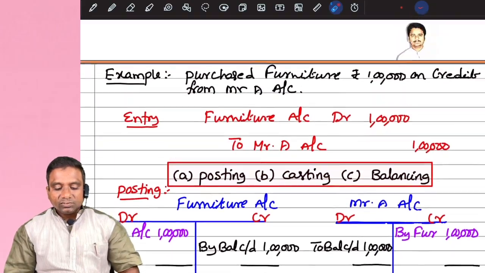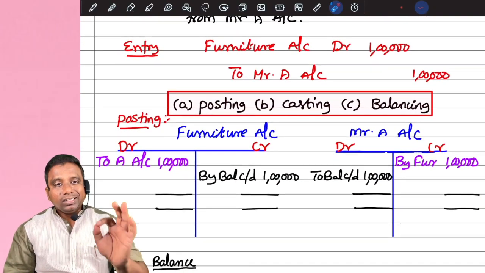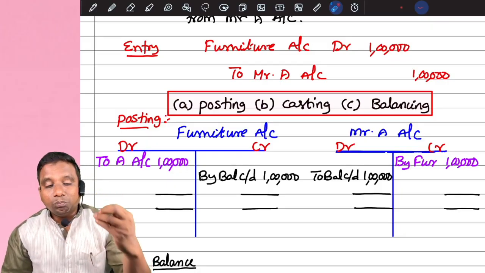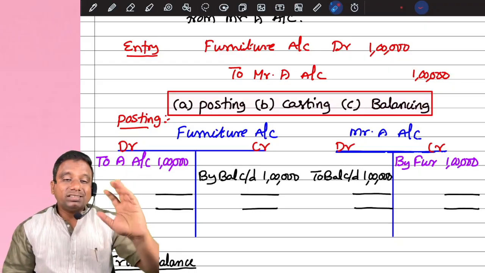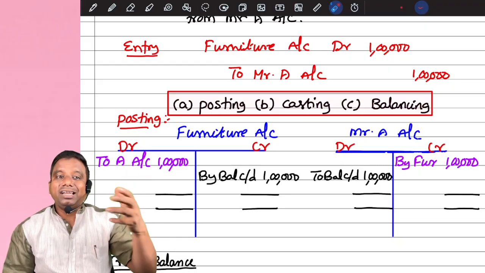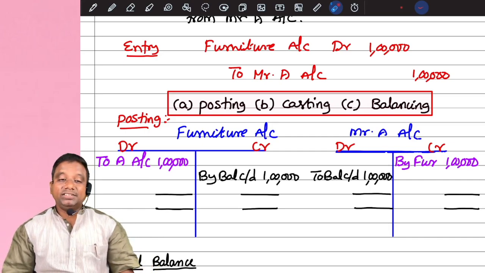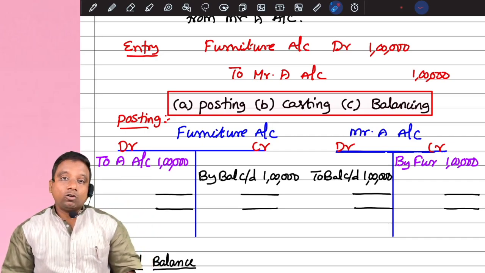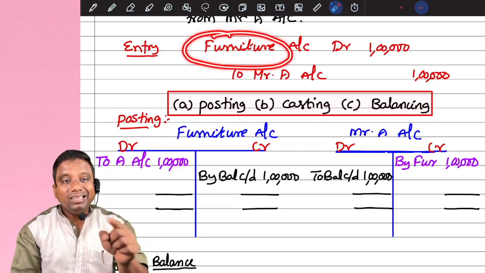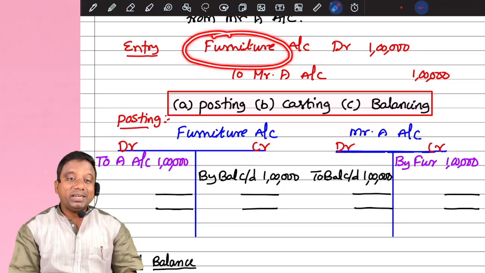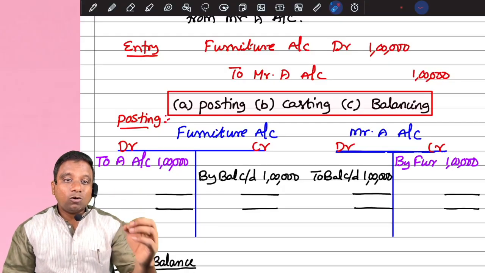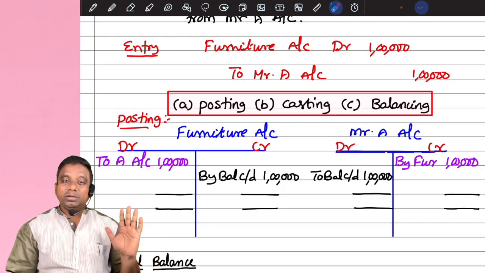Here in the recording stage, what are the various types of mistakes we may commit? We may completely forget to record the transaction in the journal. Yes sir, error of omission. Or sometimes in the place of furniture we may write purchases, error of principle. So we may commit error of principle, omission, or commission, whatever it may be.